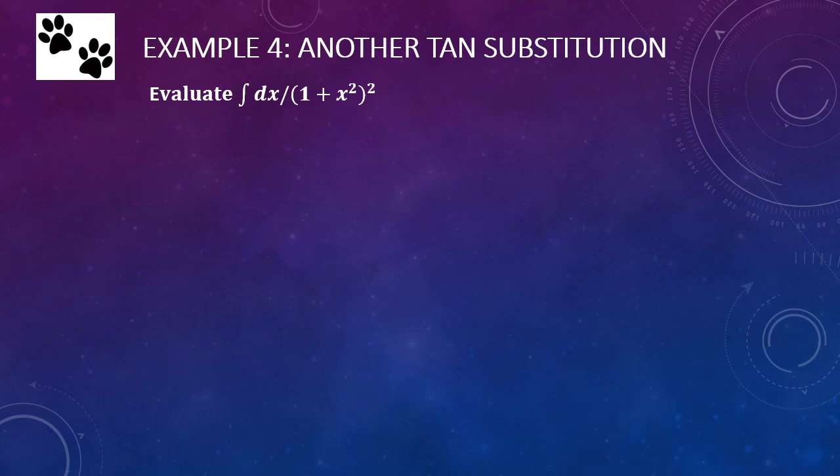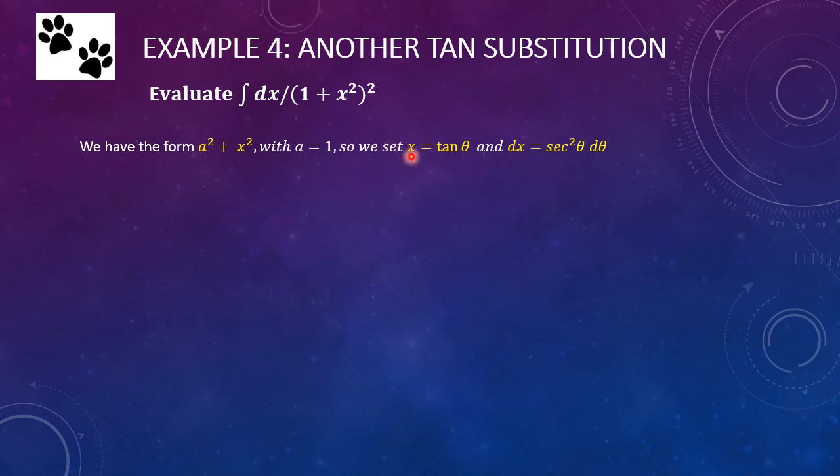Okay. Let's look at another example. Example 4 is another tangent substitution. So we have, evaluate the integral of dx over 1 plus x squared, squared. Again, we can see in here we have a squared plus x squared, which is a tangent, right? We have a plus, and that's our tangent, so we set a is going to be 1. 1 squared is 1. So we set x equals 1 tangent theta.